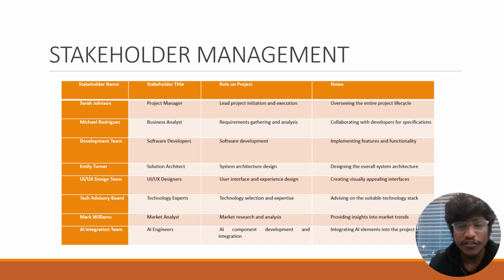And this is the stakeholder management table. And here we can see that there are different columns with different stakeholder names and different stakeholder titles, and there is one more thing which is role on project, and the last one is notes for each stakeholder name, which is assigned a different title and a different role and a different project.